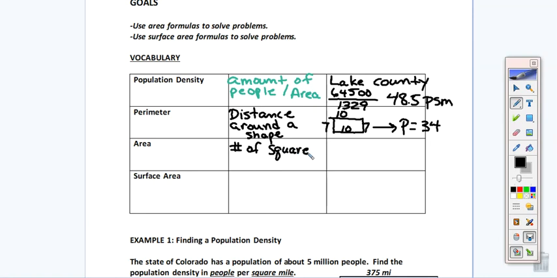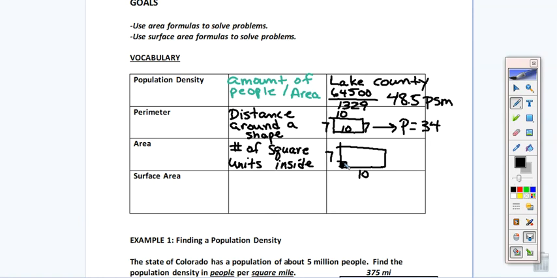I'd like to recall this before we move on. Area is the number of square units inside a figure. If I had this rectangle right here, which was 7 by 10, and I told you that this little rectangle down here was 1 by 1, how many of those little rectangles would it take to completely fill the inside of that up? 70. 7 by 10, 70, right? So we get area, that's on the inside.